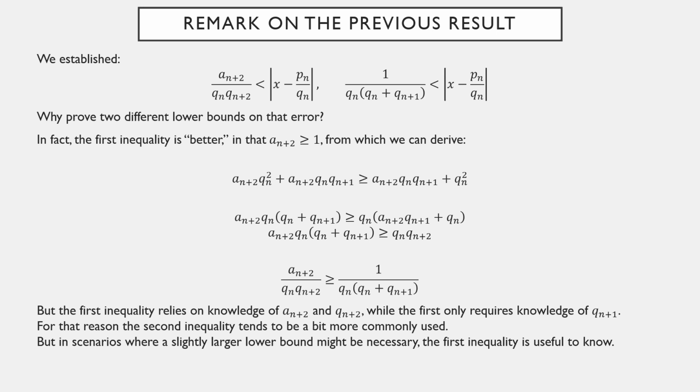However, that error estimate relies on knowing an plus 2 and computing the partial quotient Qn plus 2. This error estimate only relies on computing the value of Qn plus 1. So it involves a little bit less work to use this, and it's actually more commonly used. But if you ever are trying to establish a lower bound on an error, and this isn't quite cutting it, this estimate might be a little bit better and might actually get you the results you need, so it's good to know it.